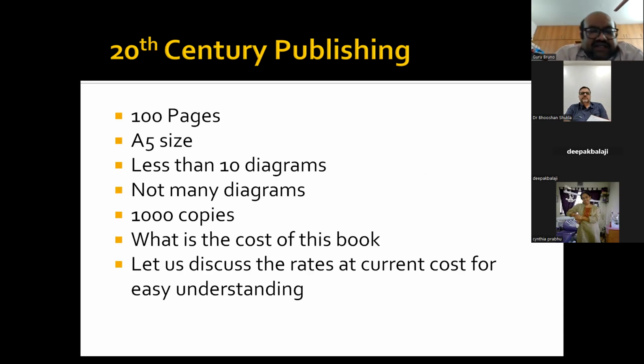So we'll take a small example. Suppose you want to publish a 100 pages book. The book is of A5 size. A5 size is the smaller size, that is A4 divided by 2. A4 is what we normally use for our documents. You cut that A4 into 2, you get A5. And it has, say, less than 10 diagrams, and you are printing 1,000 copies. Now, what will be the cost of this book? Let us discuss it.